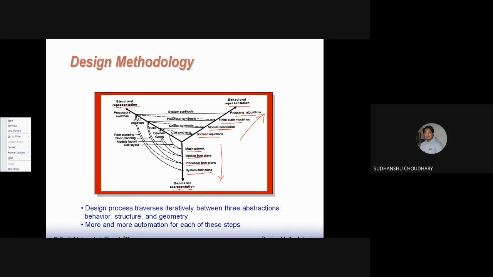Then on the other axis, you see the structural representation. Again, you have the levels of abstraction present in the structural representation. For example, the lowest level could be either devices or maybe gates. Then from devices or gates, one can create cells, and from those cells, one can make more complex logic, for example ALU, registers, or maybe even processors.